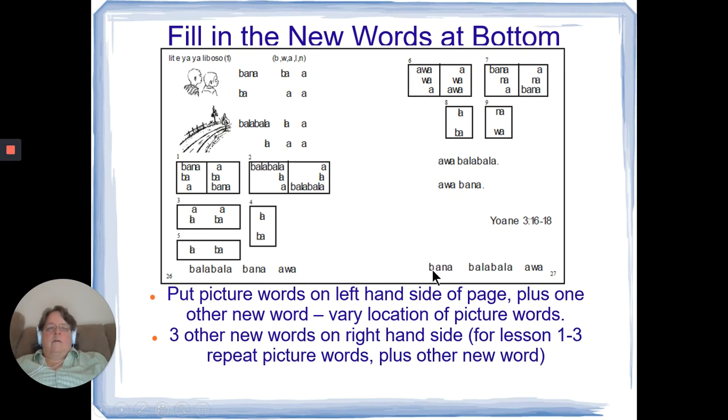And then the 3 other new words, if it's a 6-word lesson, on this side. But on lessons 1 to 3, because we only have 4 new words, you can put the other new word here along with the 2 picture words again.